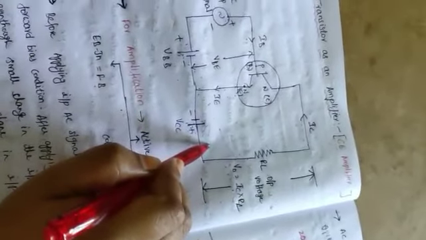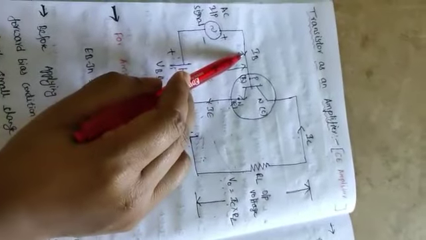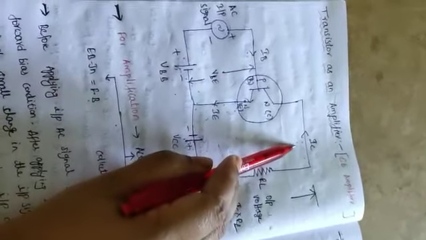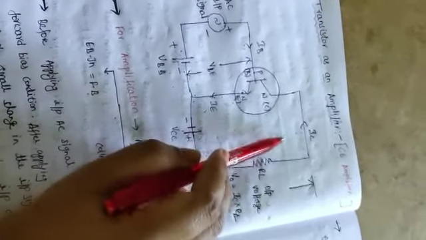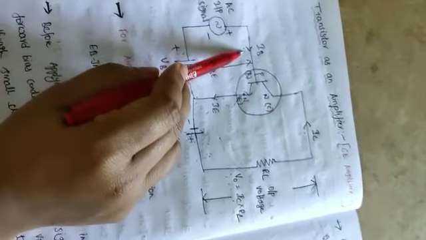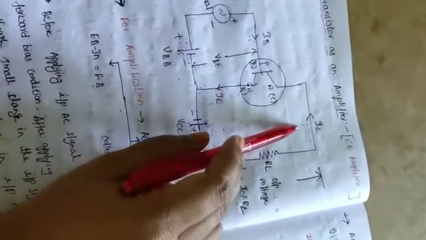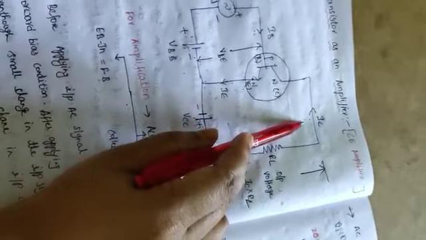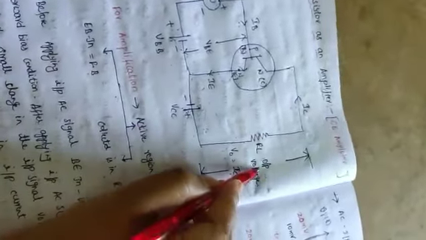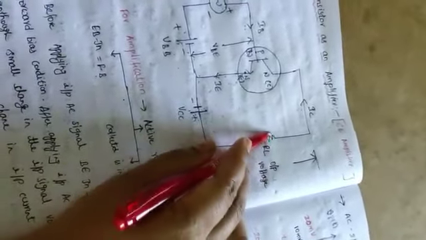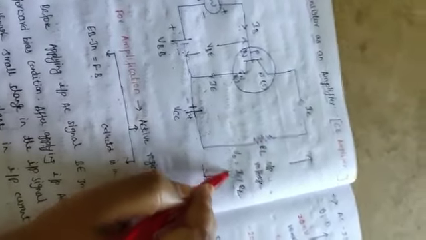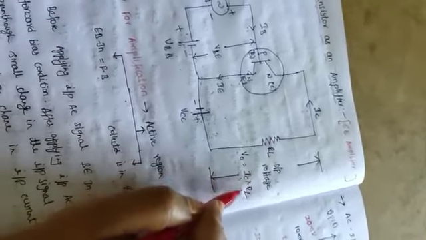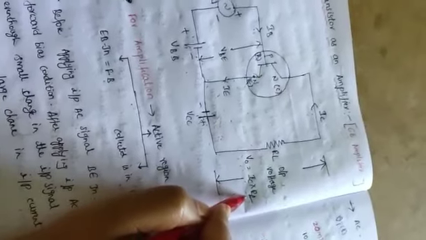The input terminal is the base and the output terminal is the collector, so the input current is the base current IB and the output current is the collector current IC. The output voltage across the load resistor RL is V0 equal to IC into RL.